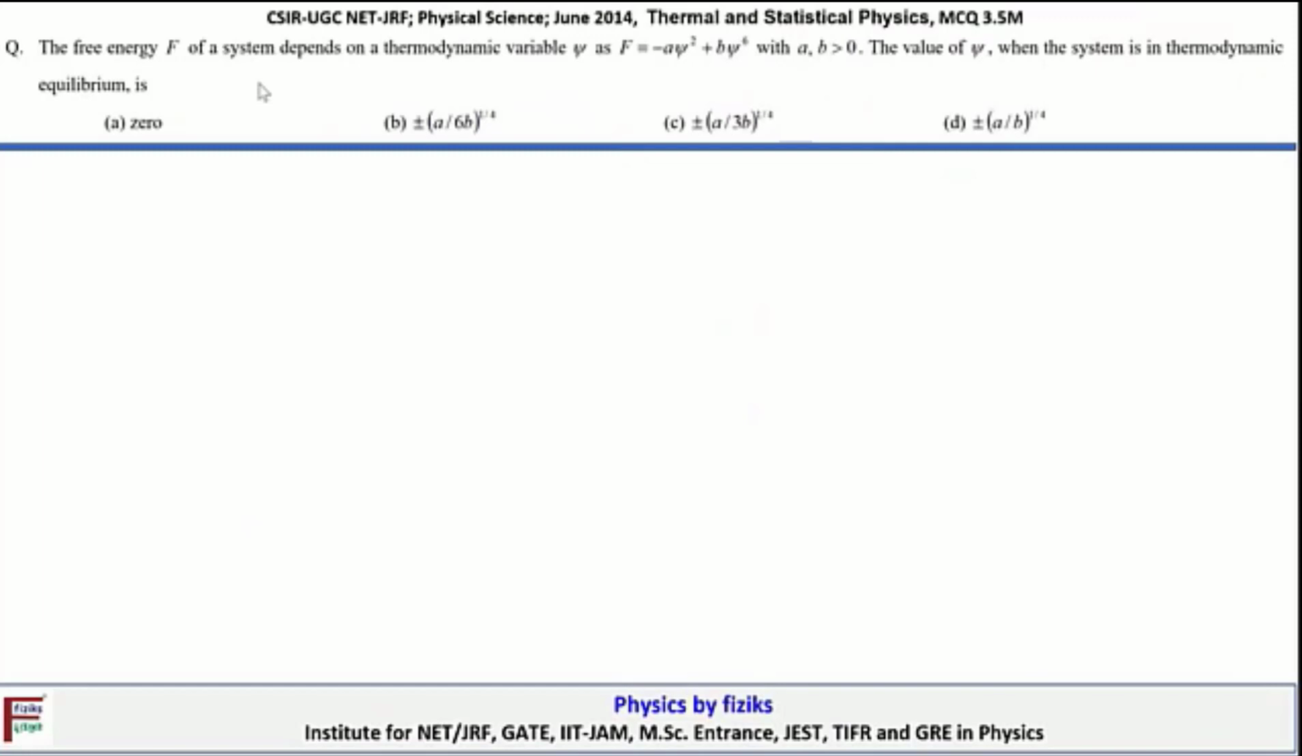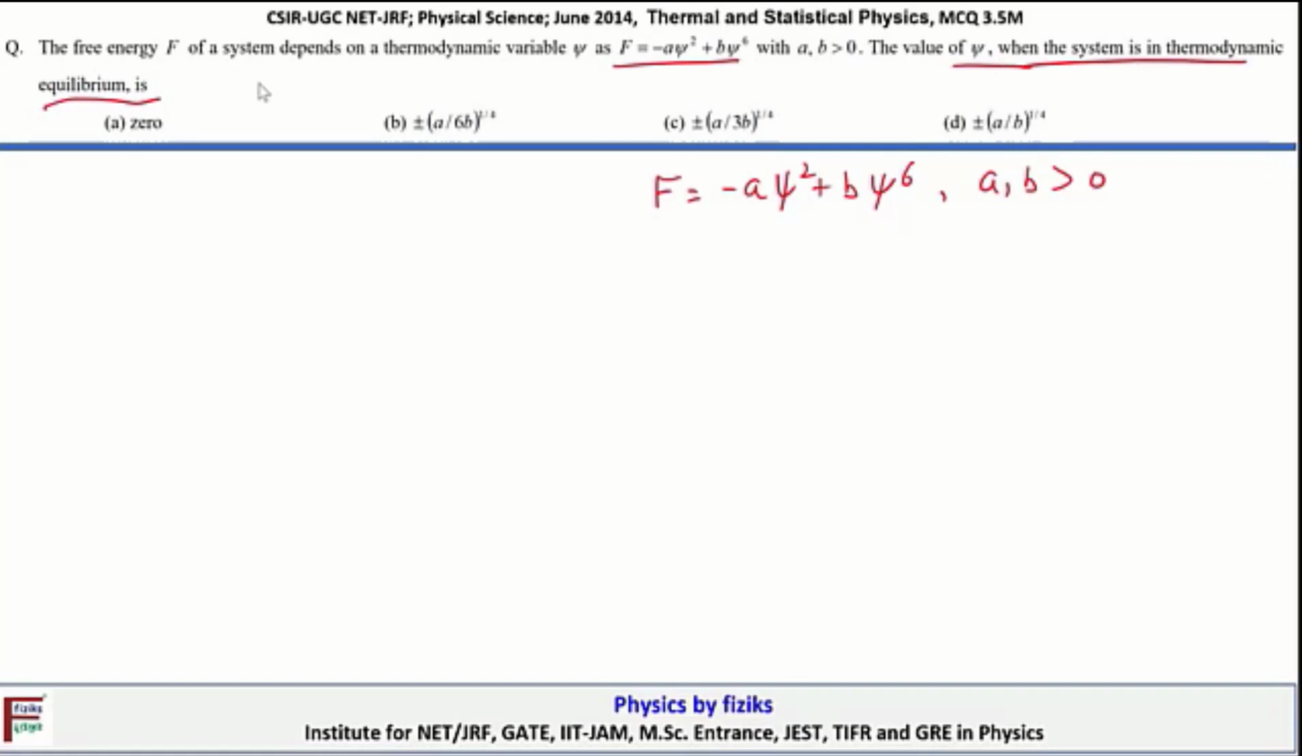Let's continue with the next problem. The problem is, the free energy F of a system depends upon the thermodynamic variable psi with the given equation, which is F, that's free energy, that is minus A psi square plus B psi 6, where it's given that A and B are greater than 0. Find the value of psi when the system is in thermodynamic equilibrium.